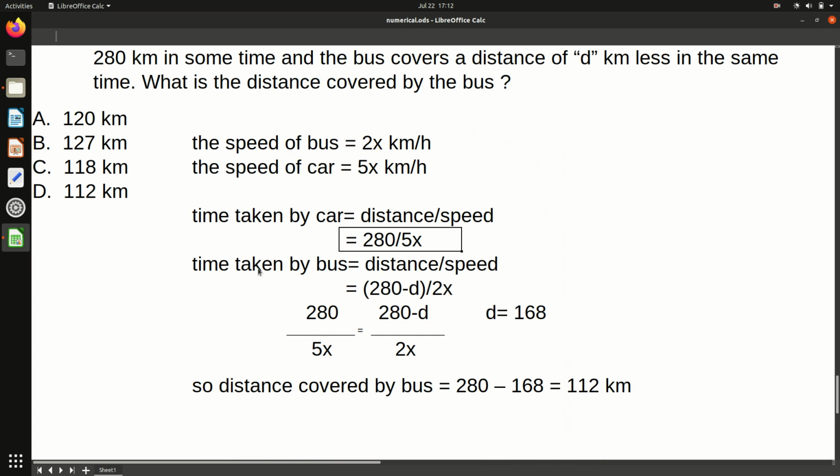Okay. Now I have calculated time taken by bus. So again distance by speed, and bus distance is d kilometer less. So 280 minus d, and speed is 2x. Okay. So now you can easily see we have two equations, 280 by 5x and this one. From this we will calculate the value of x. That's all, because x is the only variable.